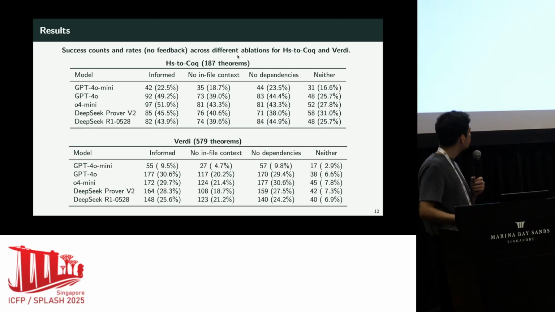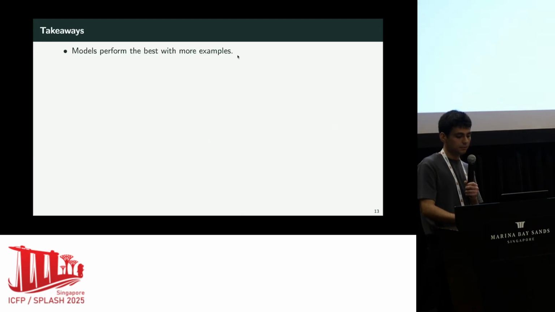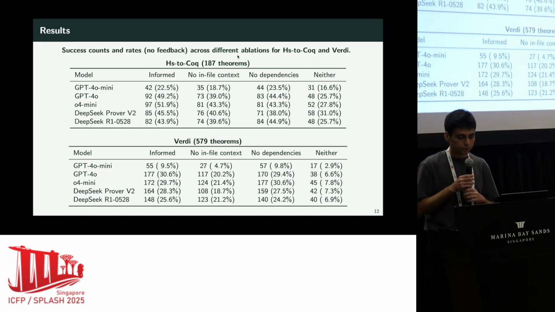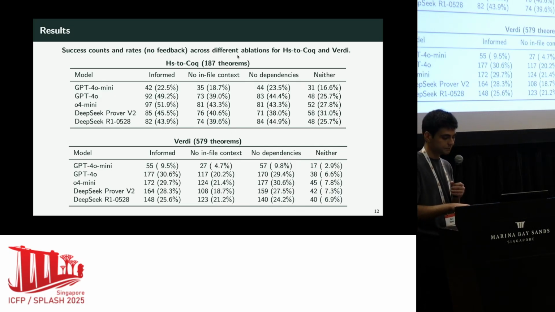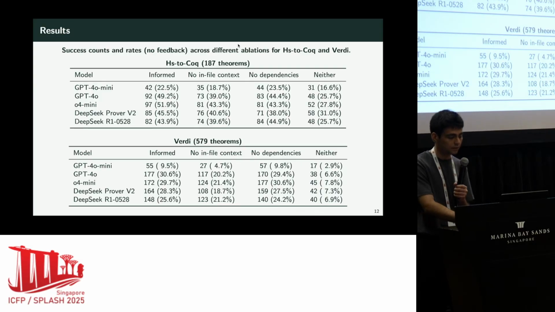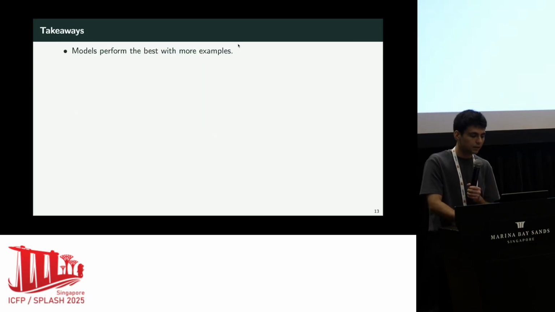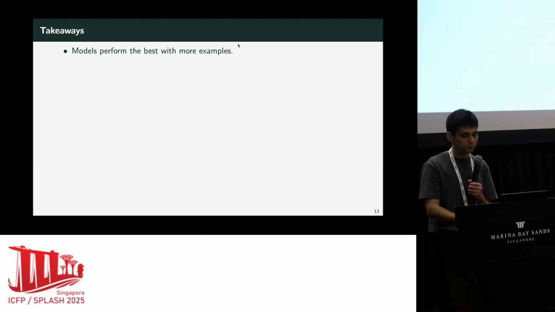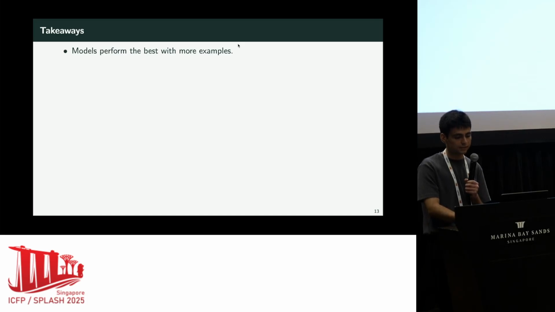Okay, so what are the takeaways you can have from this table and moreover from our study? An important note for this table is that this does not involve any feedback loop. We just gave all of the proofs once, and we did not give the LLMs any feedback at all. So this is just calling the LLM once. Okay, so what are the takeaways? Well, models perform the best with more examples in terms of Rocq syntax.